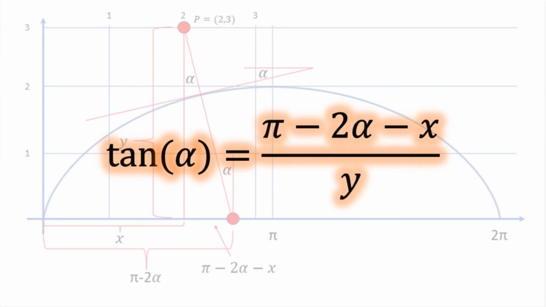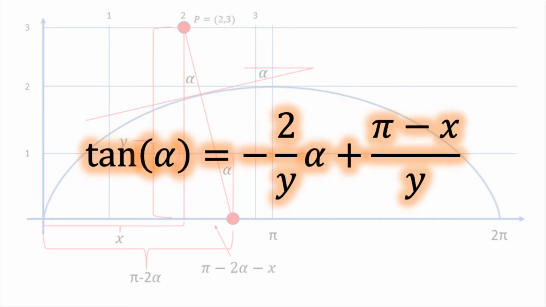So the tangent of alpha is its opposite side over its adjacent side. The opposite side is pi minus 2 alpha minus x. Now, guys, these angles are in radians, okay? They're not in degrees. I need radians because I need distance. I need something I can measure around the outside of a circle, and in this case, a cycloid, all over y, which is our adjacent leg.